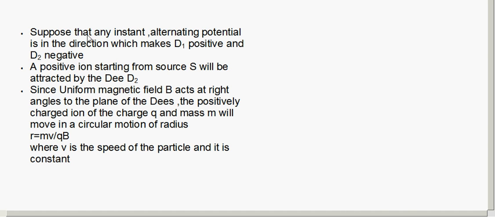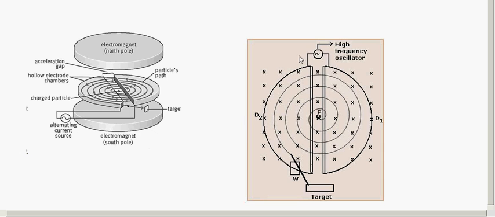Now let us say at any instant the potential of the high frequency oscillator is in such a way that it makes D1 positive and D2 negative. I'll show you here. We are assuming that this side is positive, that is D1 is positive, and D2 is negative. At any instant, just assume that D1 is positive and D2 is negative.